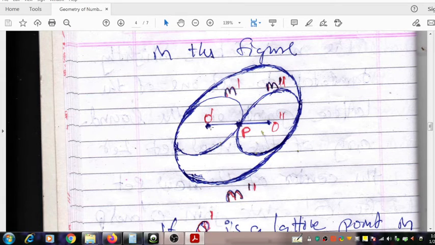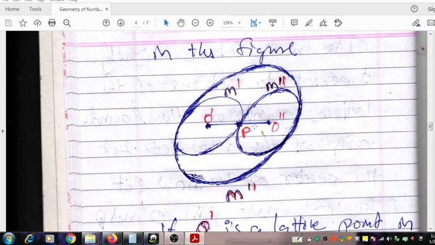Now we join the line O prime and P, and it is extended further in the opposite direction. The length between O prime and P is measured first, and the same length is measured in the opposite direction to obtain another point. That point is O double prime.